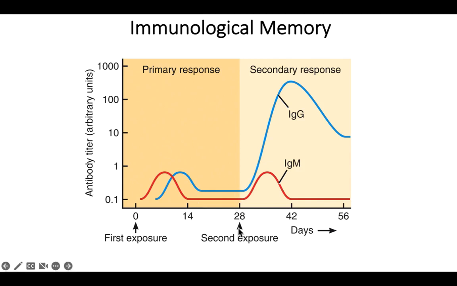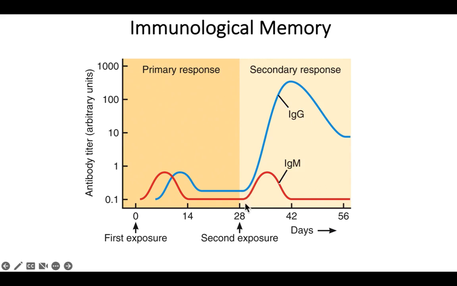So now maybe a couple weeks later, you get exposed again. Maybe someone sneezes on you and it's the exact same virus. So it has to be the exact same virus. Since you have memory B cells, you're going to get a huge, quick production of IgGs.